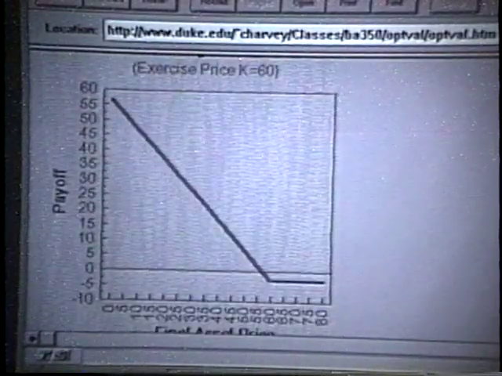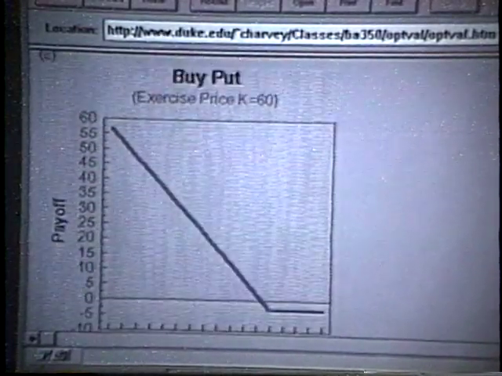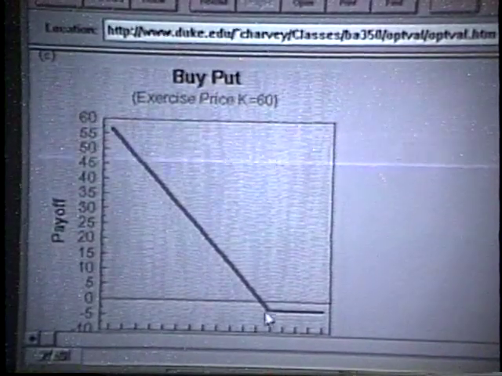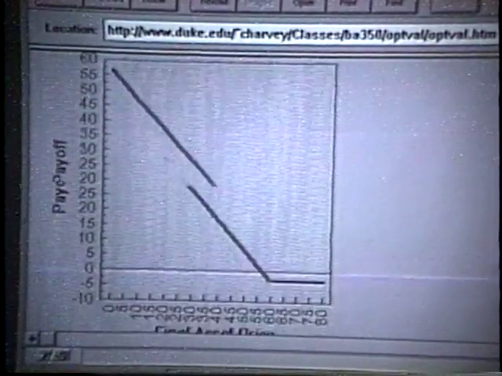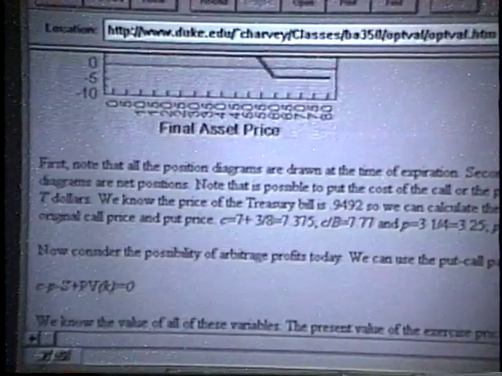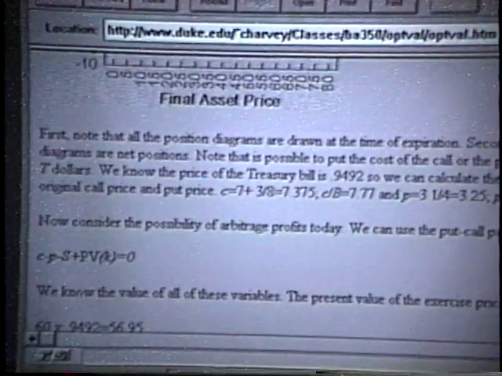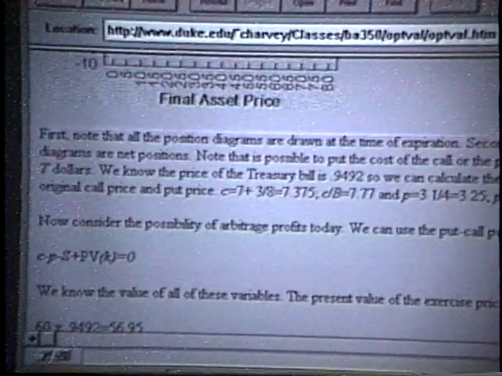Buy the put, well, that's pretty easy too, right? Buy the put, so it just looks like this kink diagram with a kink at 60. And now, let's consider the possibility of arbitrage.